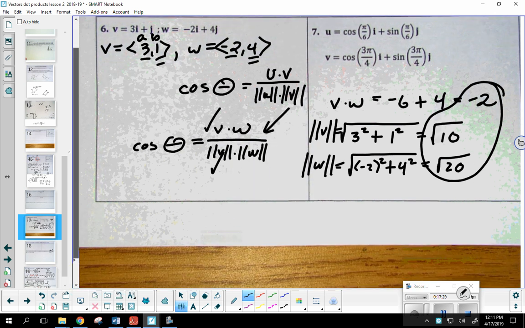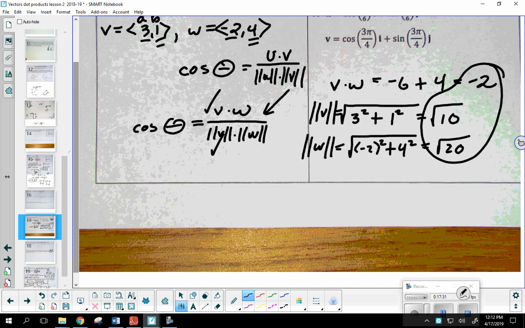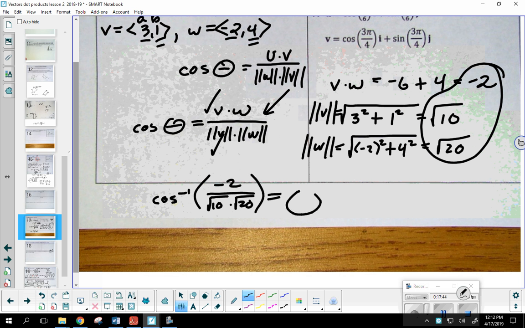Now we are going to have to do what to cosine? Yeah, so cosine inverse of, well, the dot product was -2 over the magnitude of v, the square root of 10, times the magnitude of w, the square root of 20. So that should give me theta. We just got to figure out what that is.